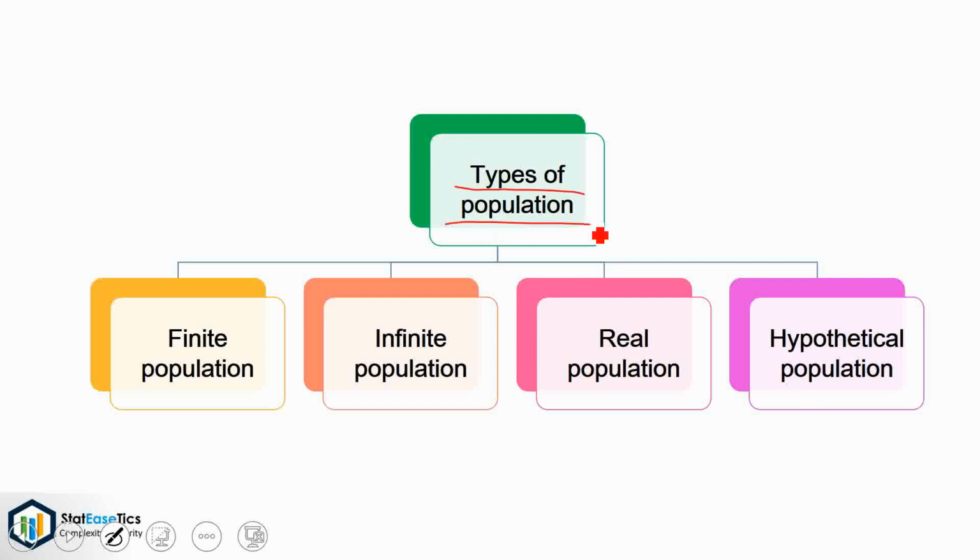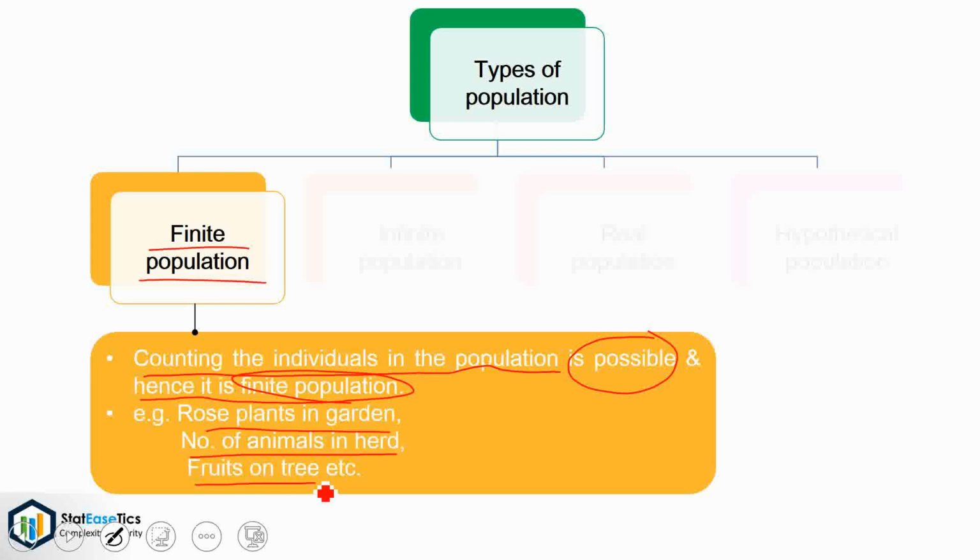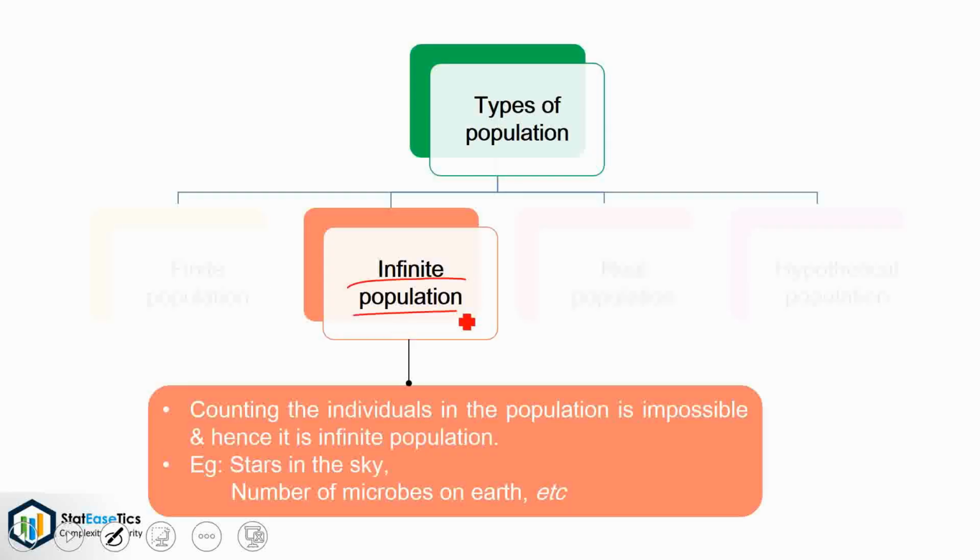Let's see types of population. There are 4 types of populations, namely finite, infinite, real, and hypothetical population. Finite population. Counting the individuals in the population is possible and hence it is finite population. Example, rose plants in a garden, number of animals in a herd, fruits on a tree, etc. Infinite population. Counting the individuals in the population is impossible and hence it is infinite population. Example, stars in the sky, number of microbes on earth, etc.